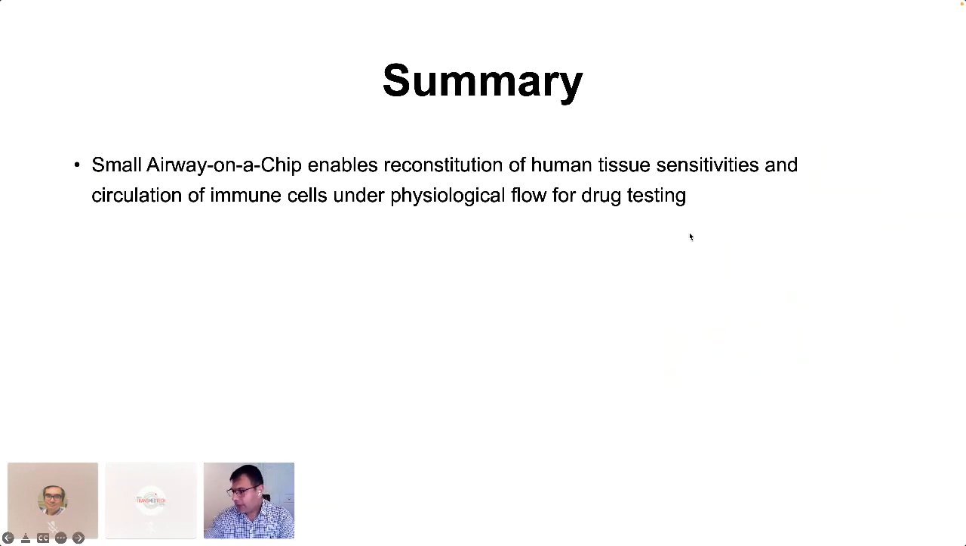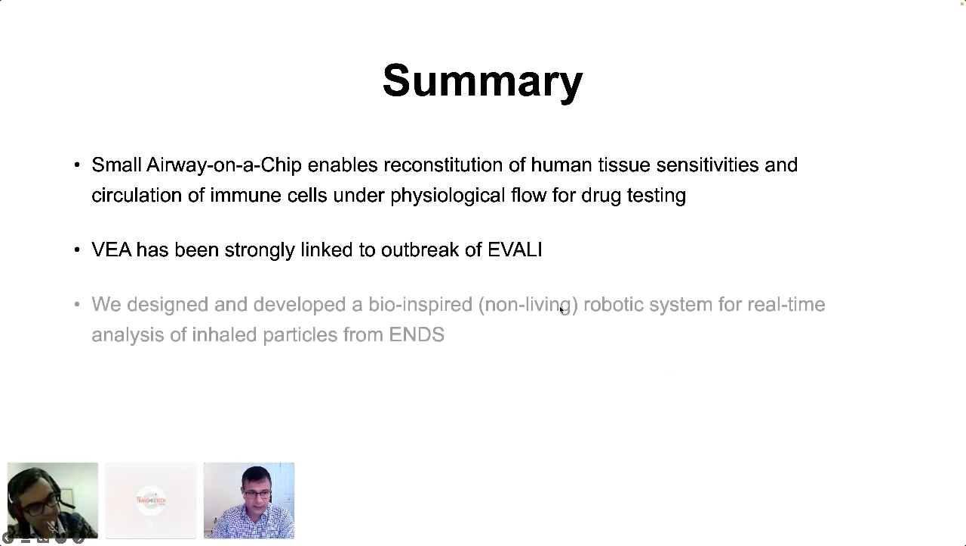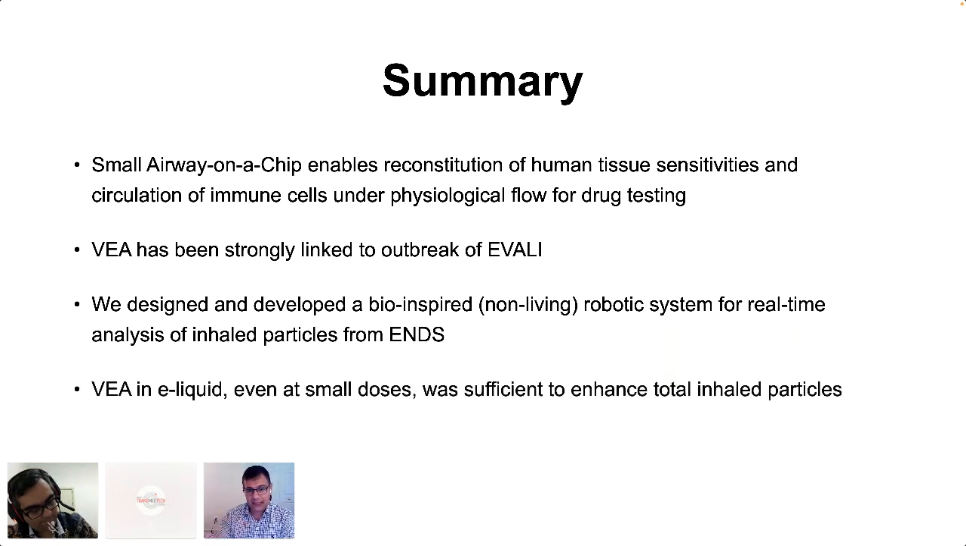So just putting everything in perspective, I'm still within time. I want to just recap this, that I hope I've been able to show an example of how we can use small Airway-on-a-Chip as a representative organ on chip to mimic some of the tissue aspects of the crosstalk and immune cell recruitment and application of that for a disease setting. I mentioned that vitamin E acetate, VEA, has been strongly linked to the outbreak of EVALI, and we developed this non-living robotic system to inhale and mimic that exposure to vaping products. And we used this, and we found that vitamin E acetate, even a small dose, was sufficient to increase the number of inhaled particles into the lungs.